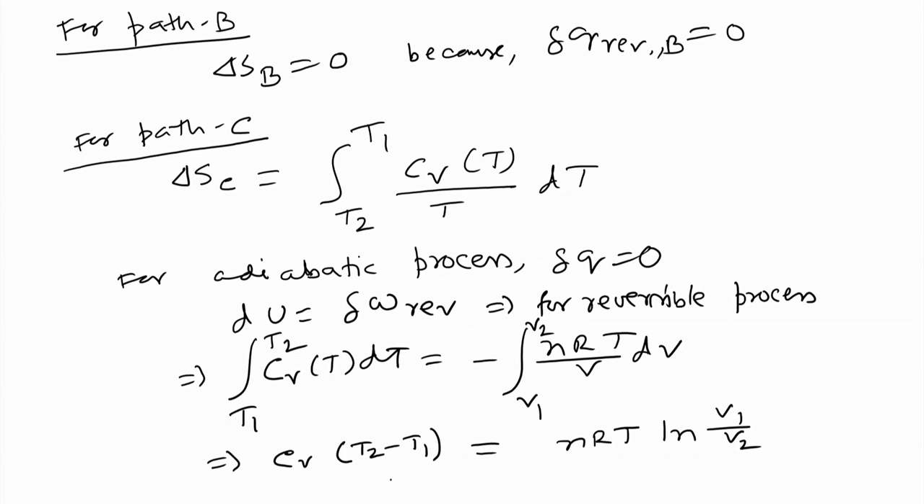Here we considered CV is constant. CV does not change with temperature. CV is a constant term. Then only you can take CV out. So, what do we get? We get CV times T2 minus T1 equals nRT ln V1 by V2.